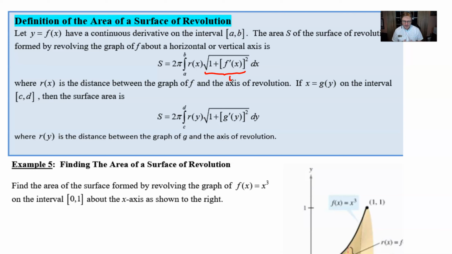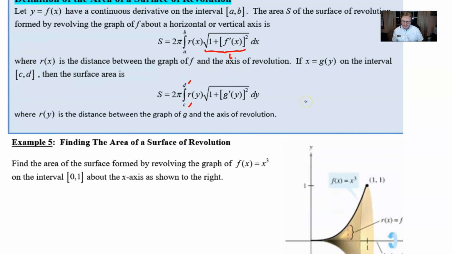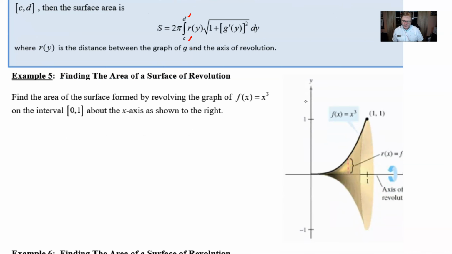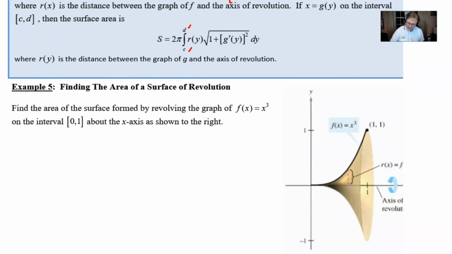You can also revolve a function that's in terms of y. If you do that, everything is pretty much the same. Just keep in mind that you're going to use y values as your boundaries of integration. I think that's enough to get us in the door, and we can take a look at our first example dealing with surface area of revolution, number 5. It starts off by asking us to find the area of the surface formed by revolving the graph of f of x equals x cubed on the interval 0 to 1 about the x-axis.